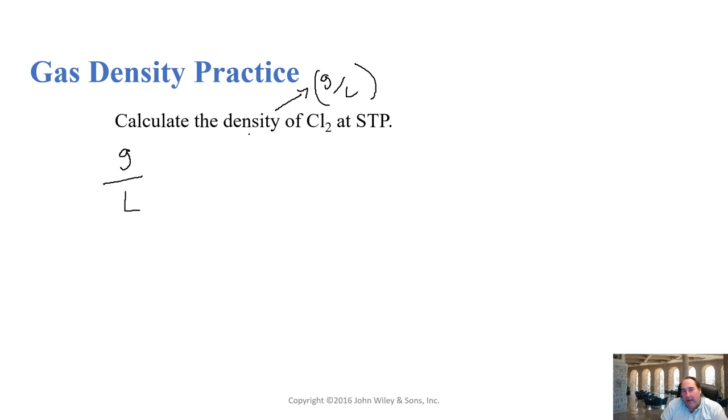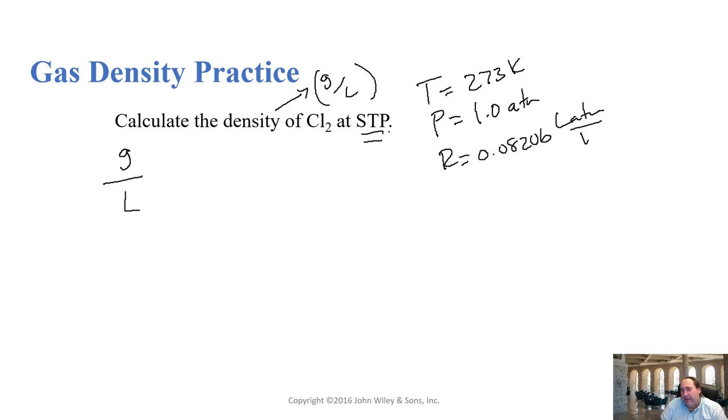And we know a couple of things here. We do know that we have STP, which is a temperature of 273 Kelvin and a pressure of 1 atmosphere. We always have R, right, which is 0.08206 liters atmosphere per Kelvin mole, right? So we can look at the ideal gas law, which is PV equals nRT. And in this particular case, we do have pressure, we do have R, and we do have T.